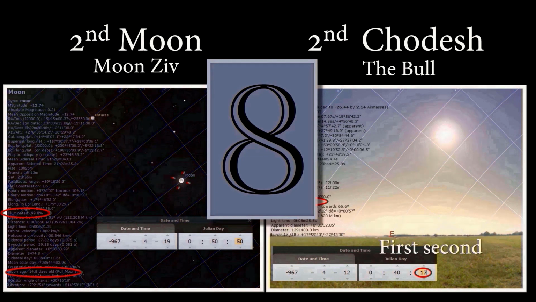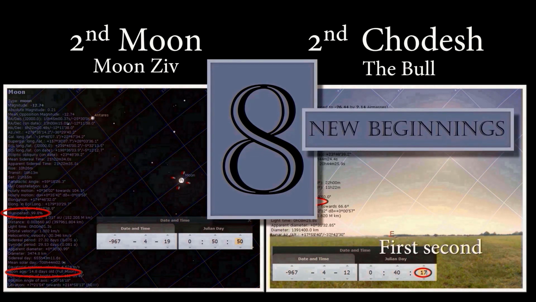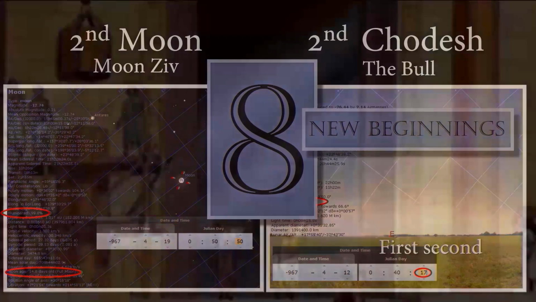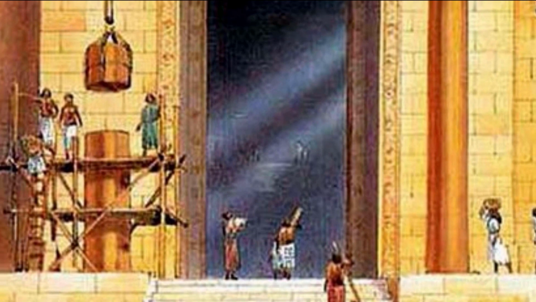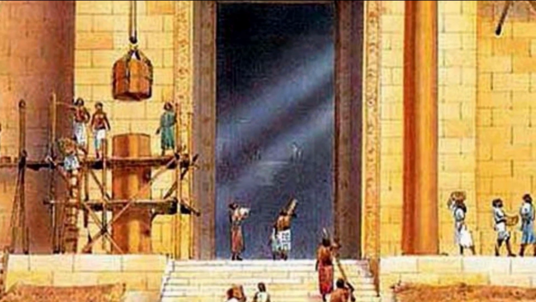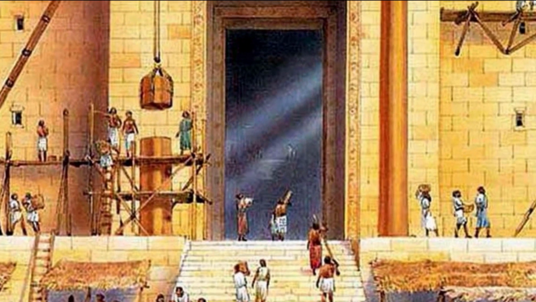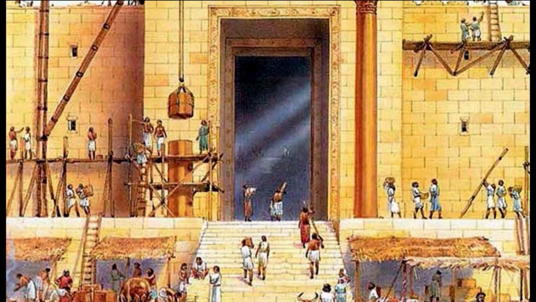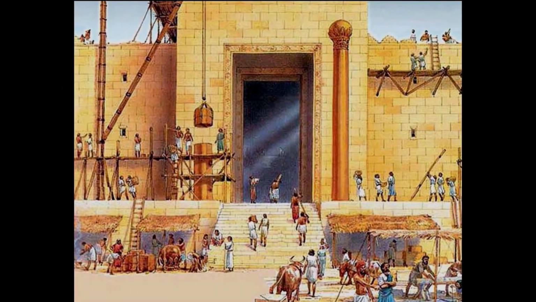8 in Hebraic thought means new beginnings. Certainly the start of construction for the temple was a new beginning. The temple was to be a place for the name of Elohim. We now know exactly how many days it took to start and finish Solomon's temple.